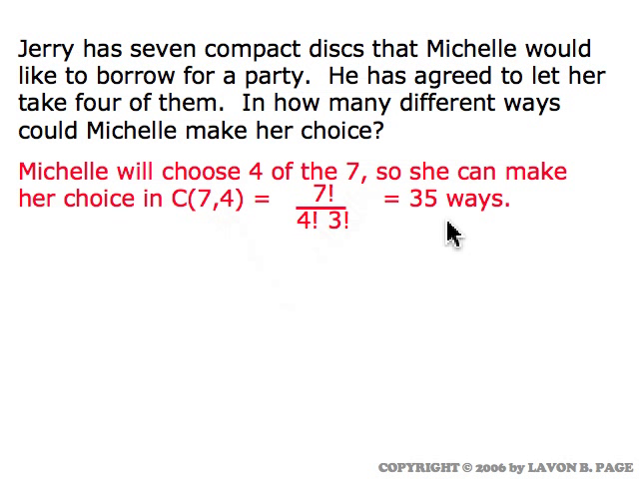This is different from what permutations of 7 objects choosing 4 would be. Permutations of 7 things choosing 4 would be 7 times 6 times 5 times 4. That would be the number of ordered arrangements. We're not taking these compact disks and counting how many ways to arrange 4 of them into some specific order. Order doesn't play any role in this question at all. It's simply a question of how many different ways you can choose a batch of 4 CDs from the 7 that are available.